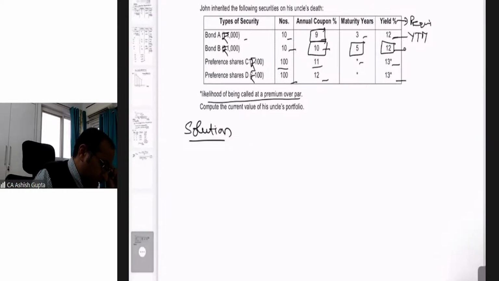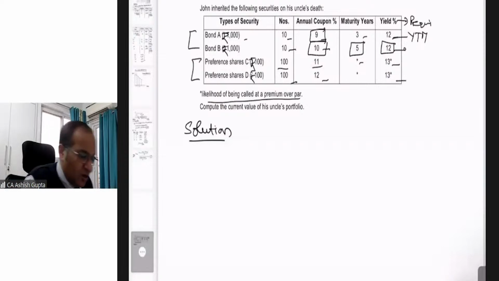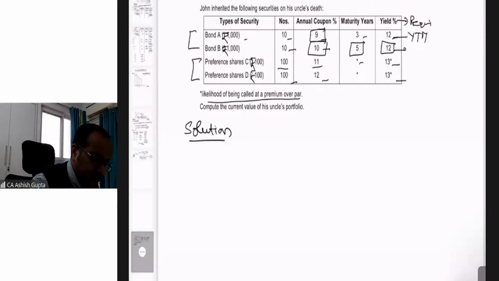Okay, student. Now here all these are fixed income securities. This is also a fixed income security. Now this is a fixed income security. So now we shall see the valuation.